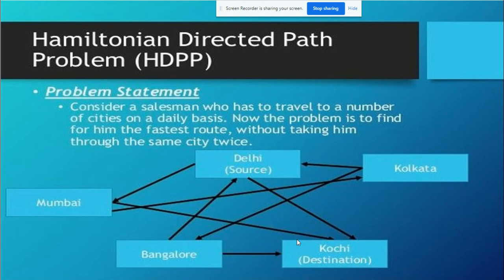So let's see the problem. Here we have included some cities like Delhi, which is the source, for going through all the cities like Mumbai, Mangalore, Kochi, and Kolkata. Kochi is our final destination city. So let's see how we find out the path to reach the final destination.